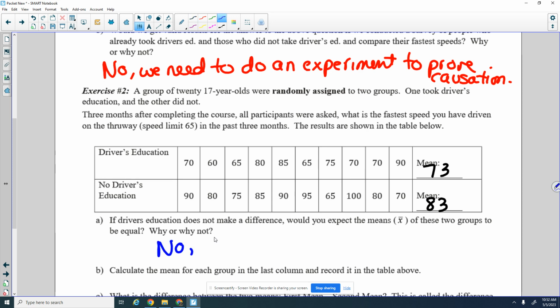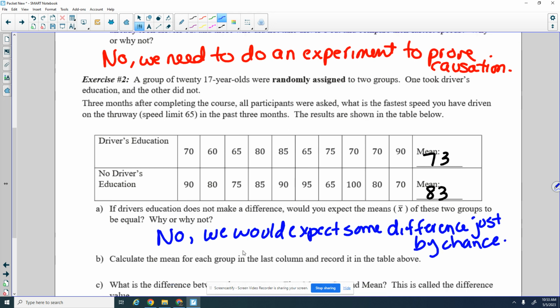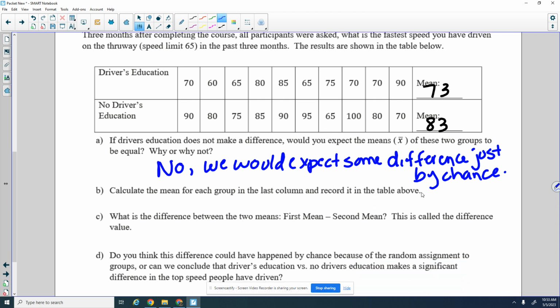We know even if people are randomly assigned, just like when we did the pulling out the chips before, we don't expect everything to be exactly the same, right? Randomness does create some differences, right? So we would expect some difference, just, we'll say, by chance. So I already did this. We calculate the mean for each group in the last column and record it in the table above.